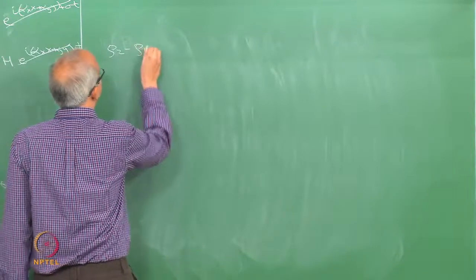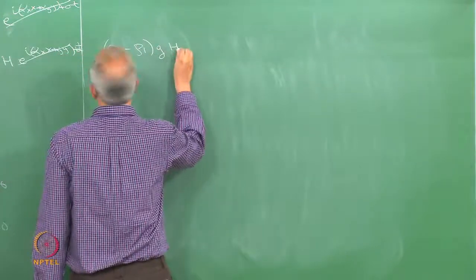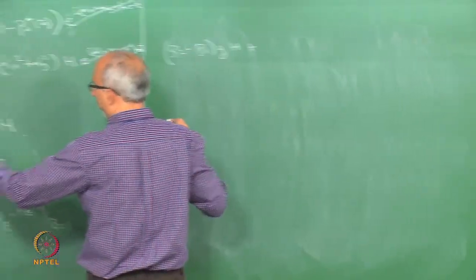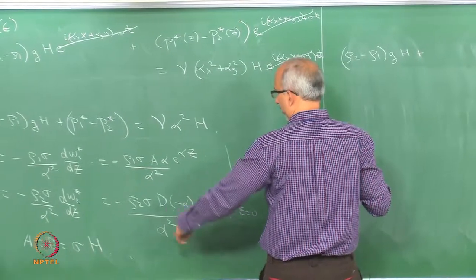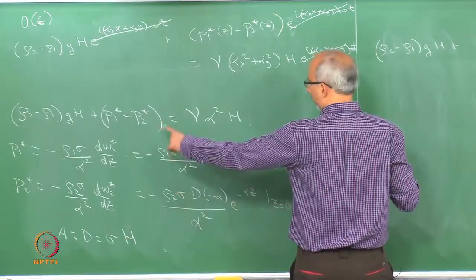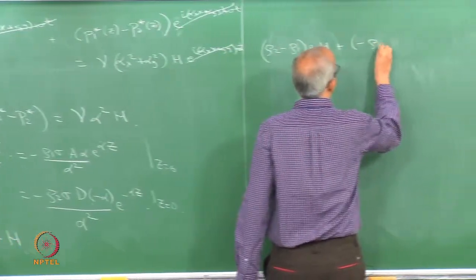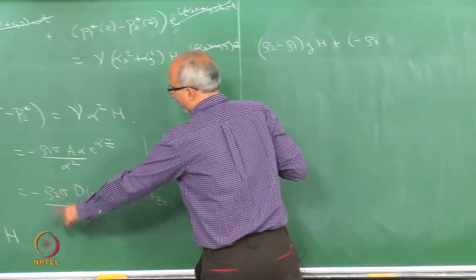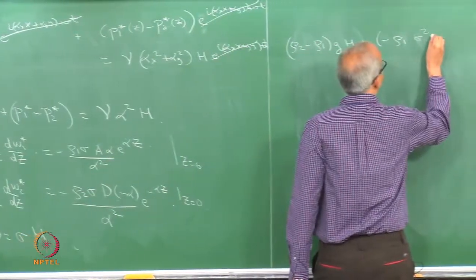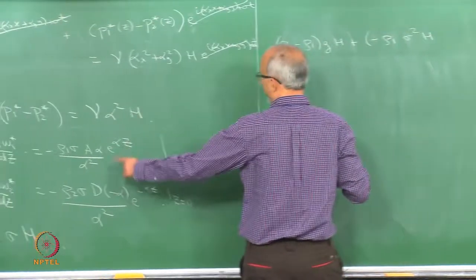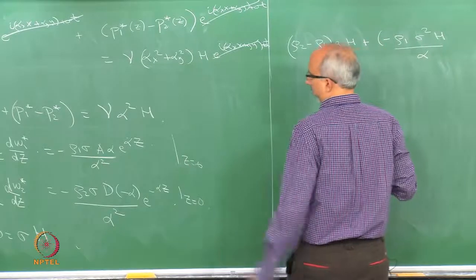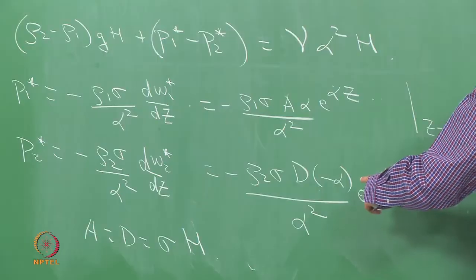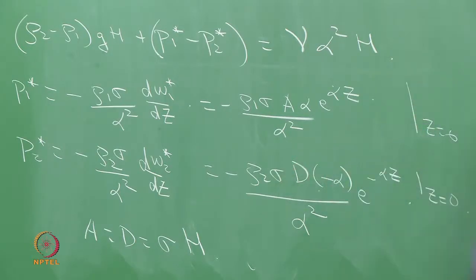Rho 2 minus rho 1 g h plus p1 star is this, minus p2 star. So I have again plus here, the p1 star is the minus sign, rho 1. Okay, it is minus rho 1. When I substitute sigma h here, I get sigma squared h, and this is evaluated at 0 and divided by alpha. Okay, that's that. Minus p2 star, minus minus is plus, again minus.